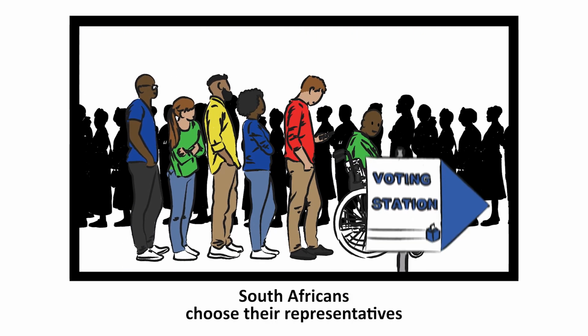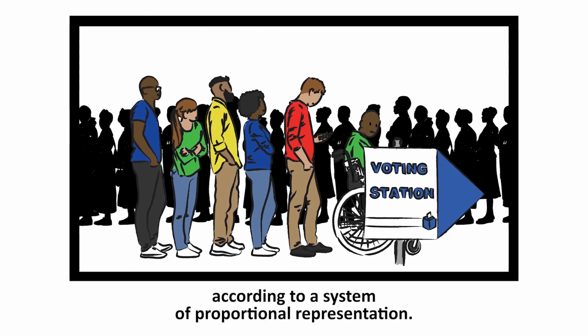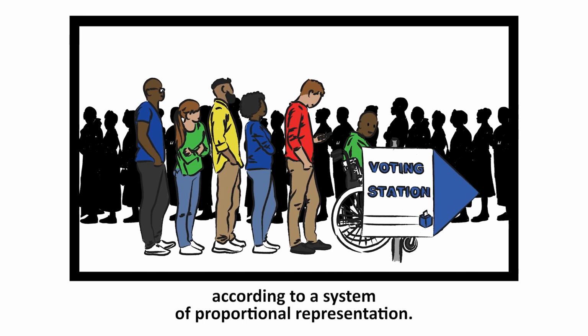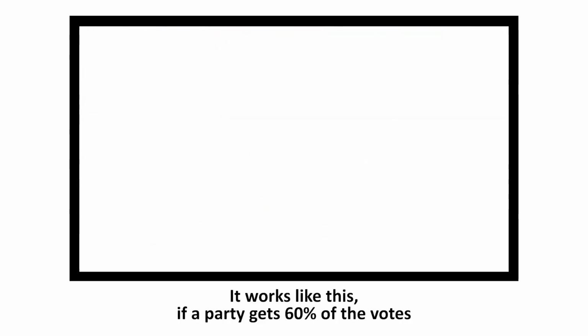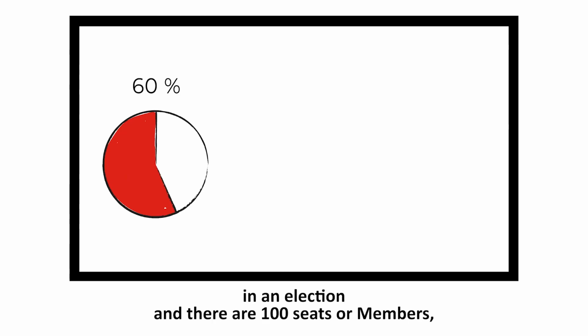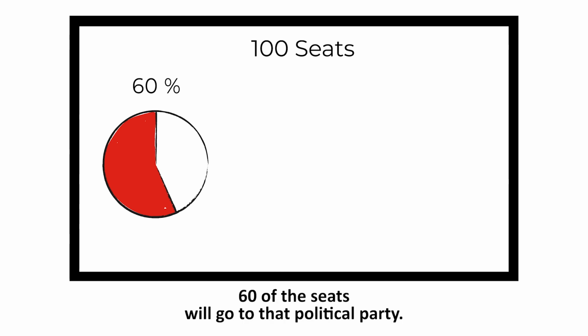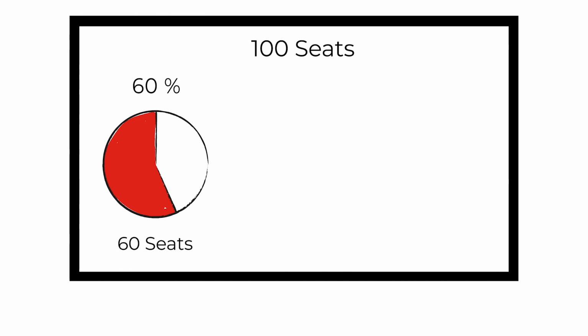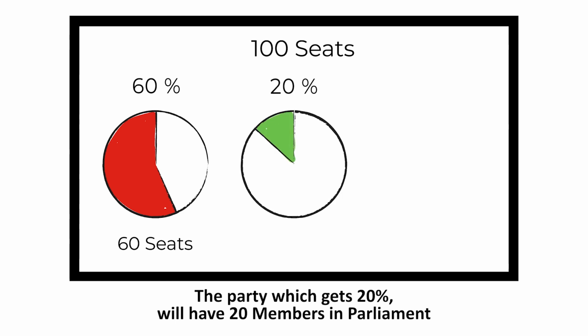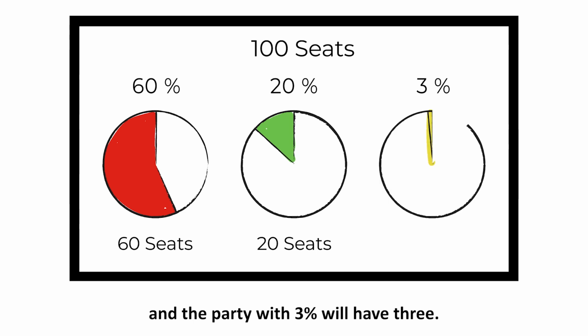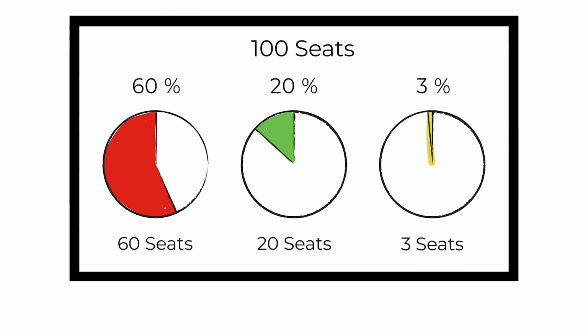South Africans choose their representatives according to a system of proportional representation. It works like this. If a party gets 60% of the votes in an election and there are 100 seats or members, 60 of the seats will go to that political party. The party which gets 20% will have 20 members in parliament, and the party with 3% will have 3. It is a very fair system.